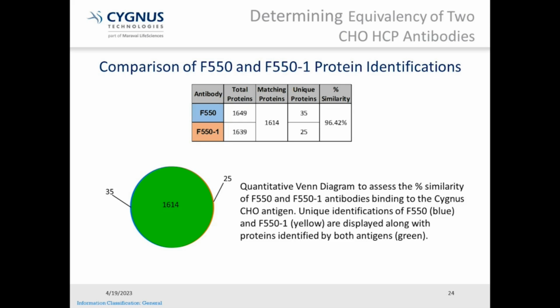The 35 unique proteins were identified by the F550 antibody in blue alone, and 25 unique proteins were detected by the F550-1 antibodies, as shown in orange. By comparing the antibody coverage by AEMS, the F550 CHO 3G antibodies have been successfully bridged to the F550-1 antibodies with the CHO antigen.